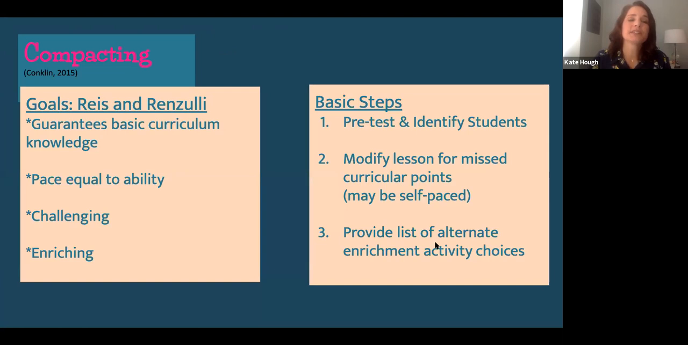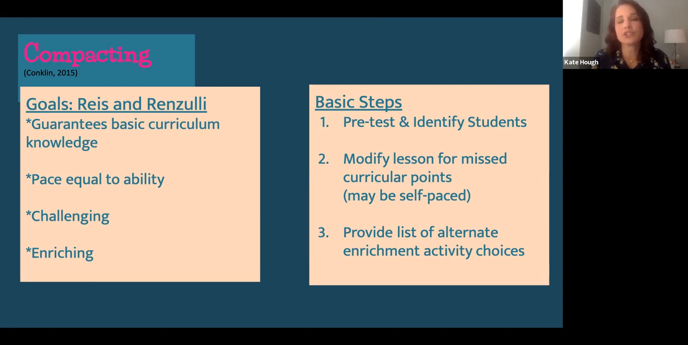So in terms of the process, compacting is one of the most effective uses of differentiation, but I think we probably as educators underuse it. And I know that's an area that I'm always trying to navigate myself. So Rice and Renzulli really highlighted the goals. You just guarantee that those standards are met, and we can do that with those MAP scores. It allows kids to move at a pace that's equal to their ability.